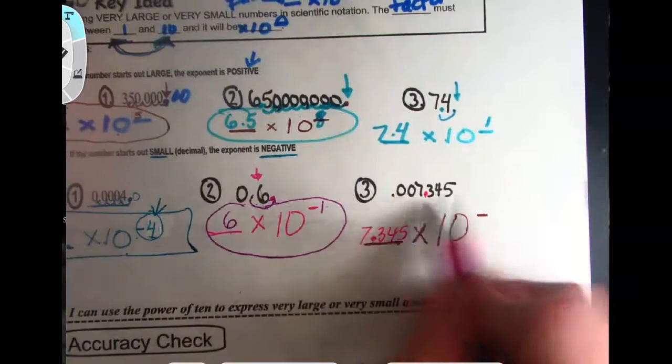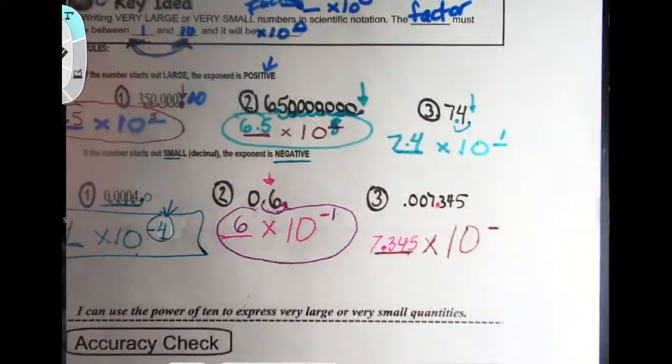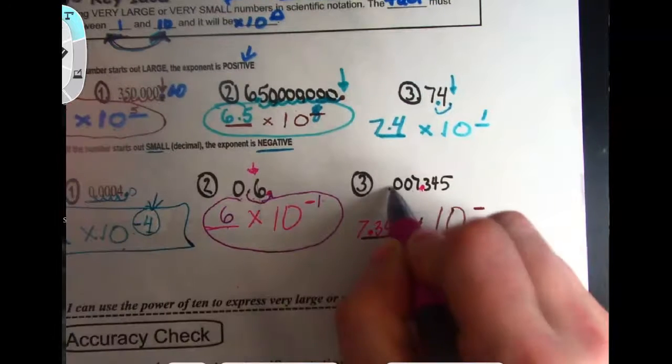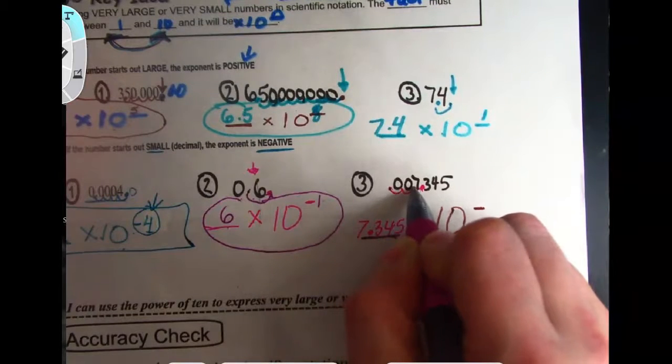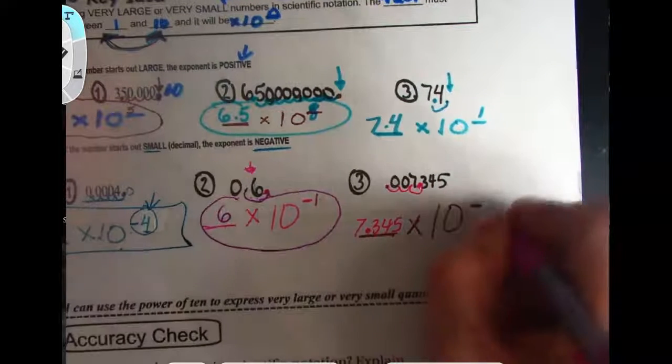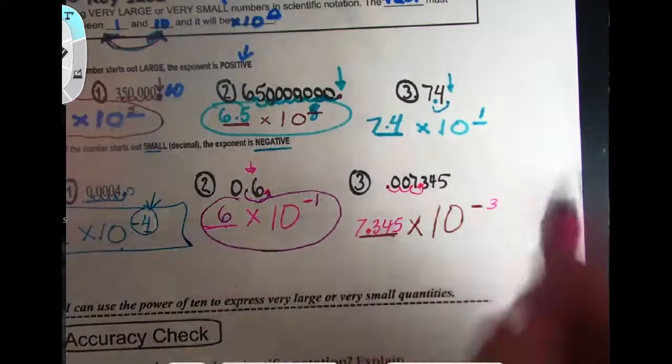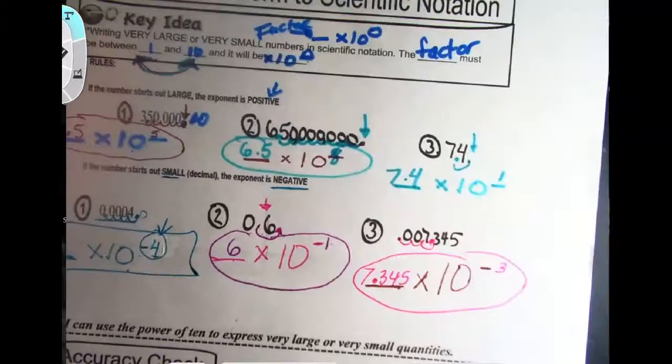So I'm going to use this whole thing, and then I'm just going to count how many times I moved. I put my new decimal here, so I'm just going to count. I went 1, 2, 3. So it's a -3 I moved it. So 7.345 times 10 to the -3rd. So that's how we go from standard to scientific. It's just going back and forth.